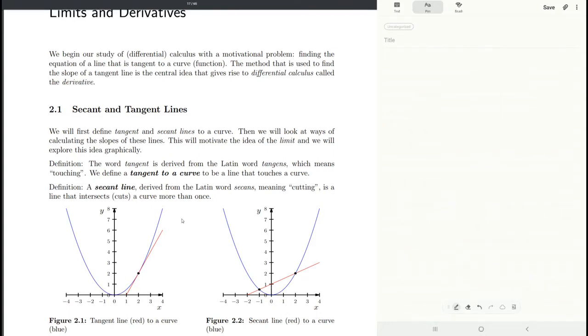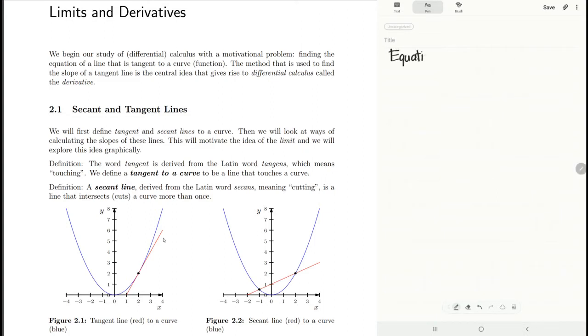So now let's think back to the original problem. What we want to find is the equation of a line that is tangent to a curve. Okay, so what we want to determine is the equation of this tangent line. Now recall that to find the equation of a line, what we need are two things. We need the slope of the line and any point that lies on the line.